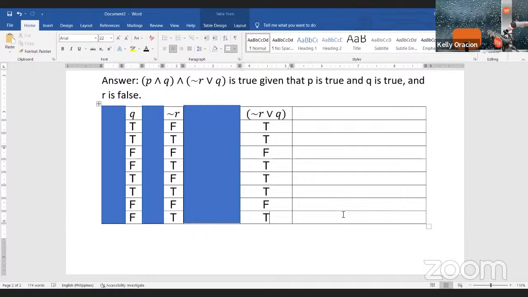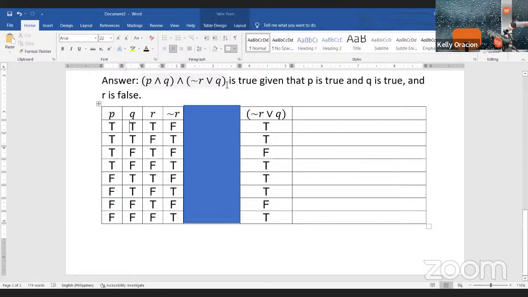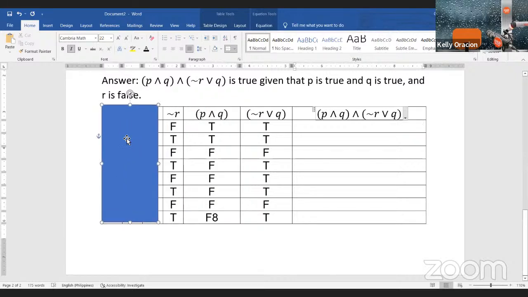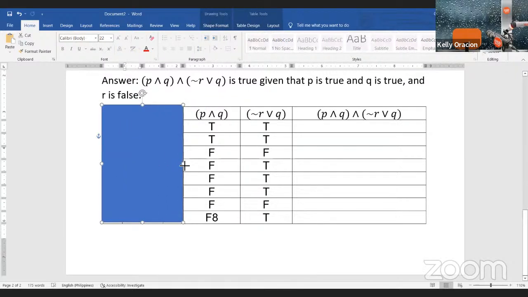Okay, now let's proceed to the final part. This final part will help us determine the answer to the given question, so we can get the answer directly. So for the final part, this is the combination of this one. Let's cover this up. Ito yung focus natin. Silang dalawa lang ang focus natin.